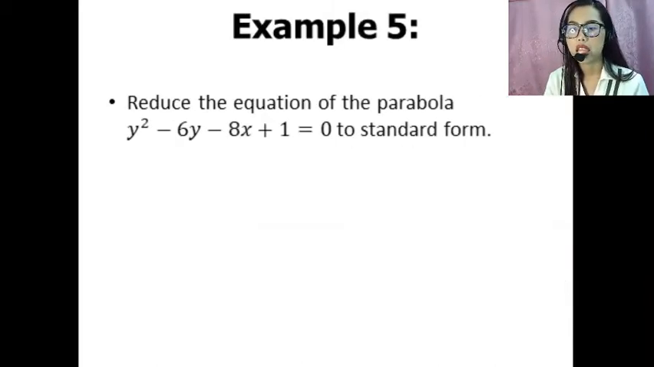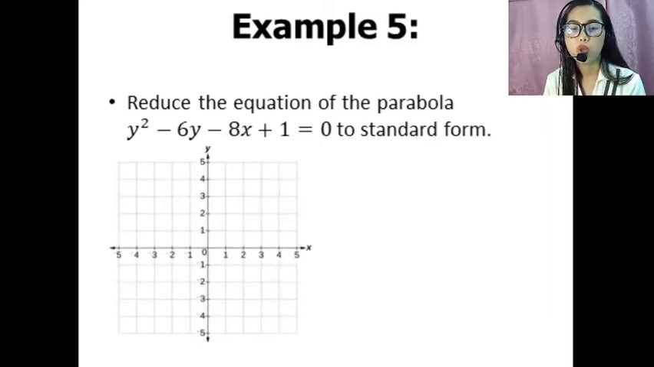Alright. Example number 5. Reduce the equation of the parabola y² - 6y - 8x + 1 = 0 to standard form. Now, this time, you are provided with the equation and you will have to identify the standard form, wherein you will see the vertex and the p, and also the directrix. Okay, so how are we going to do this?